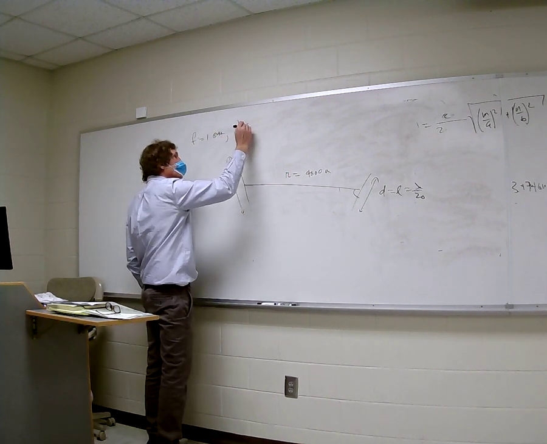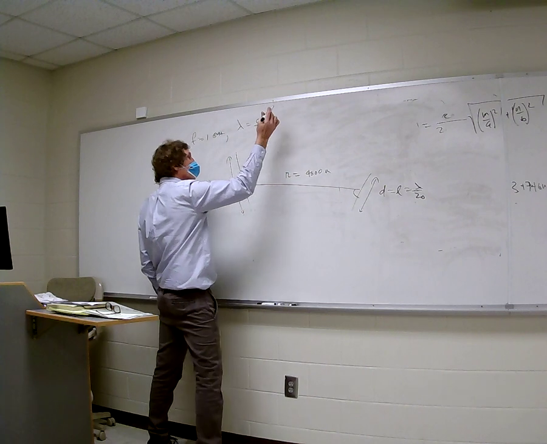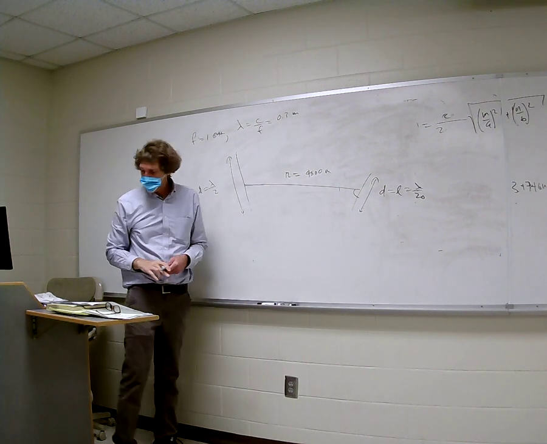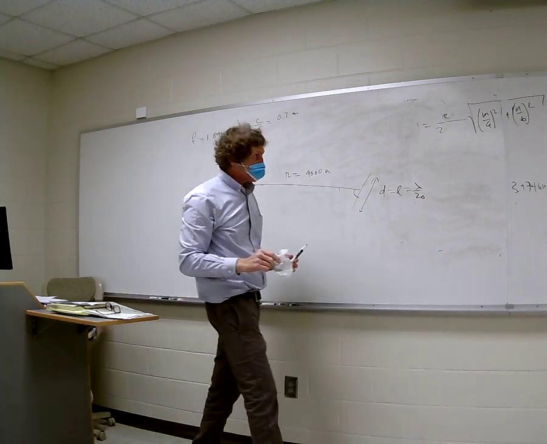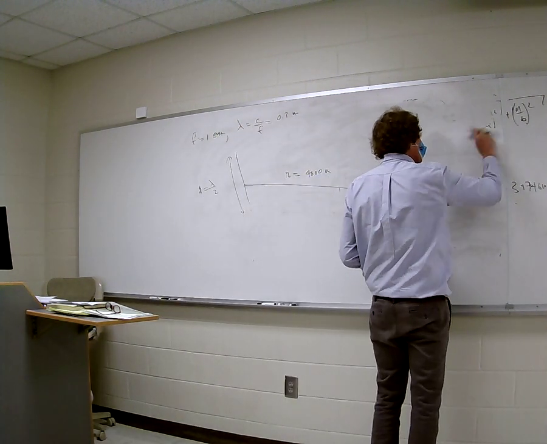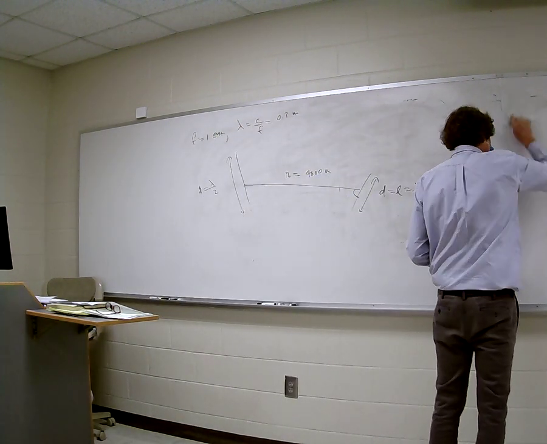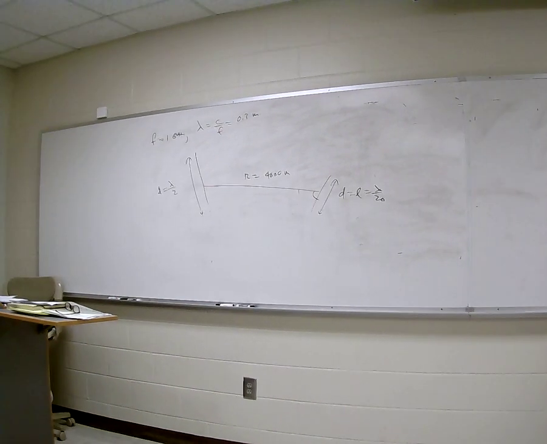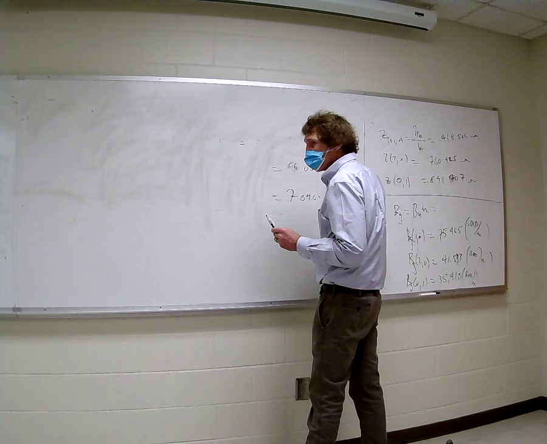It means lambda is C over F, and that's going to be 0.3 meters. And I'm going to go through this one fairly straightforward. Now I gave you the directivity or gain of both of the half-wave dipoles, so you didn't have to do that from memory.